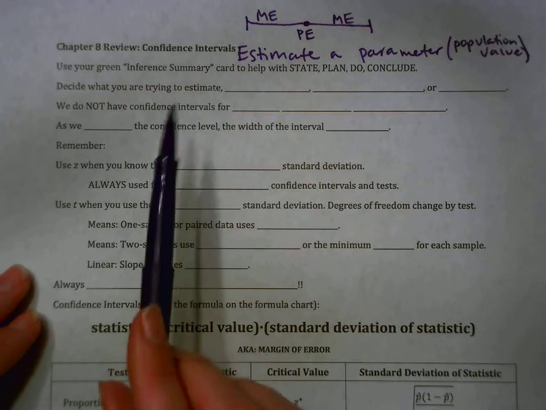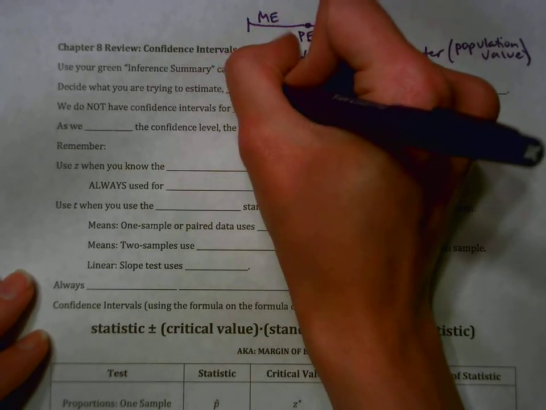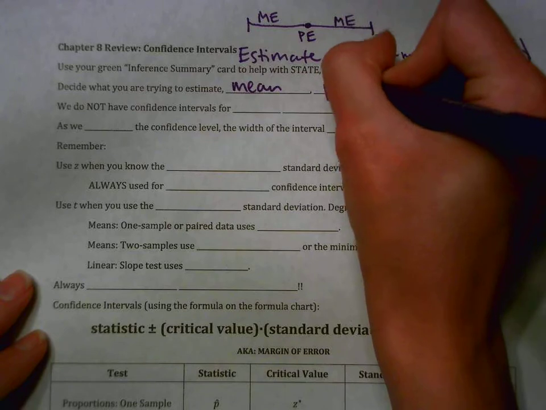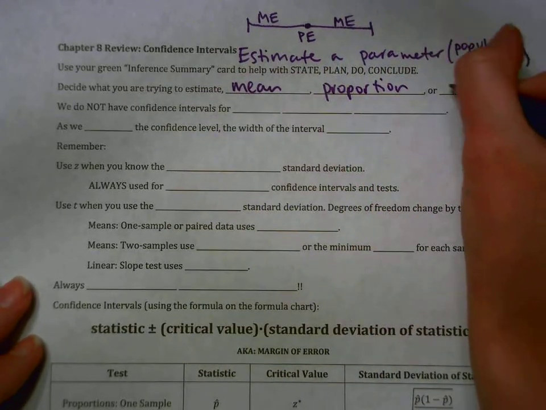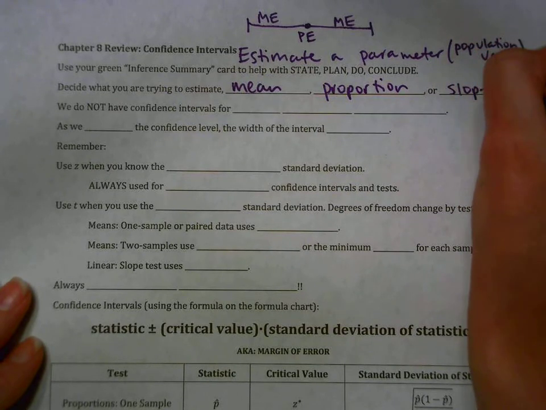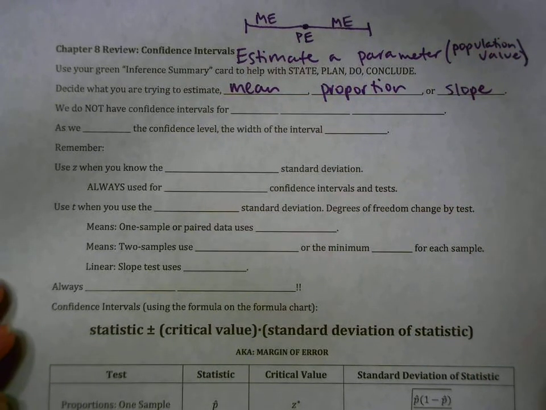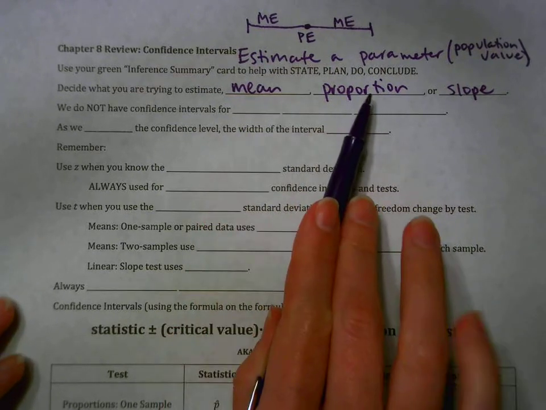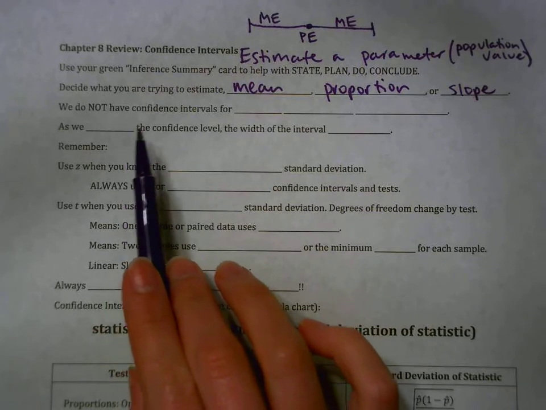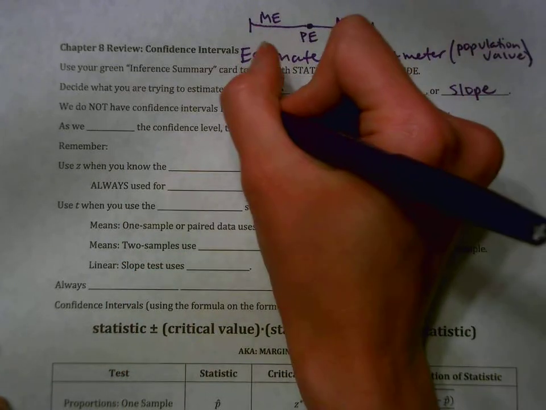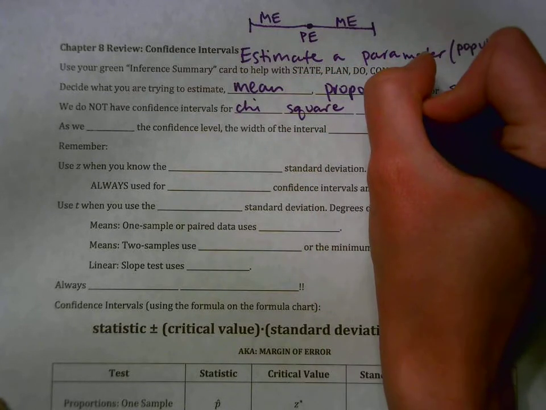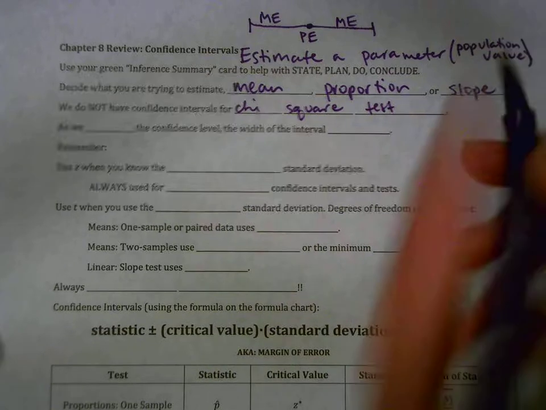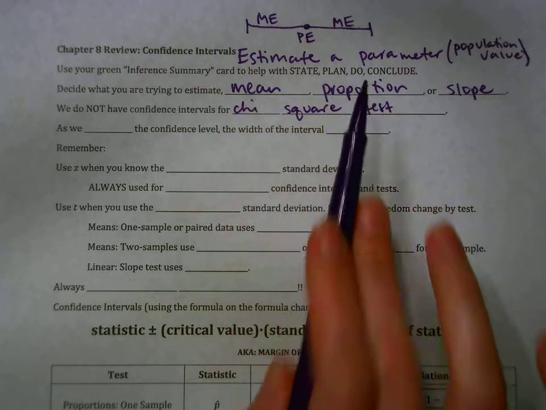Decide what you're trying to estimate. It's going to be either a mean problem or a proportion problem, and that's all we covered. Chapter 12 talks about creating a confidence interval for a slope, the true slope of something, but again, we didn't get to that. So you're just trying to decide, is it a mean or a proportion problem? We do not have confidence intervals for chi-square. Remember, that was chapter 11. You only do a significance test. So again, it's just means or proportions.